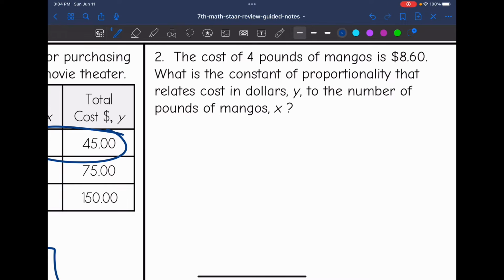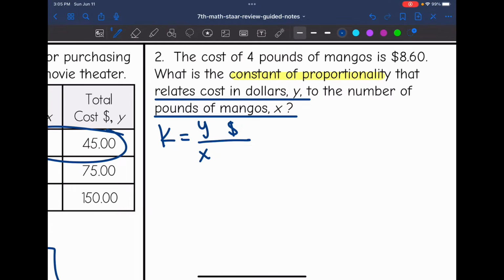Number 2 says that the cost of 4 pounds of mangoes is $8.60. What is the constant of proportionality that relates cost in dollars, y, to the number of pounds of mangoes, x? So again, since they are asking for that constant of proportionality, I know I can find k by doing y divided by x. And they told me what y and x represent here. Y is the cost in dollars, and x is the pounds of mango. So I can set up a ratio like that.